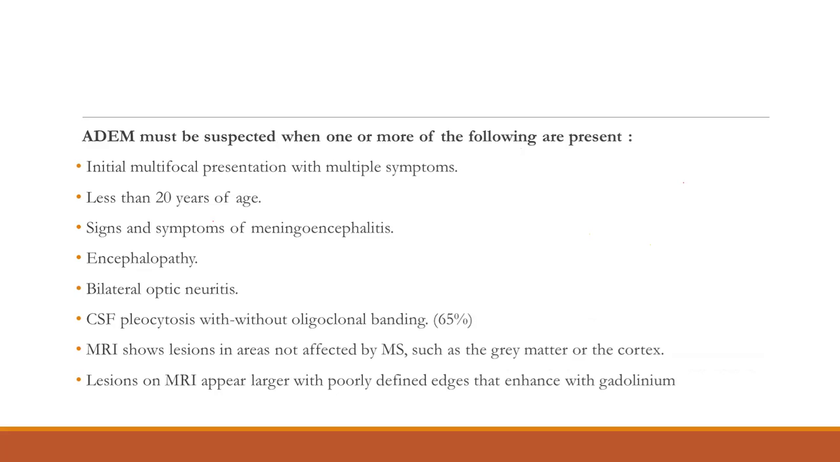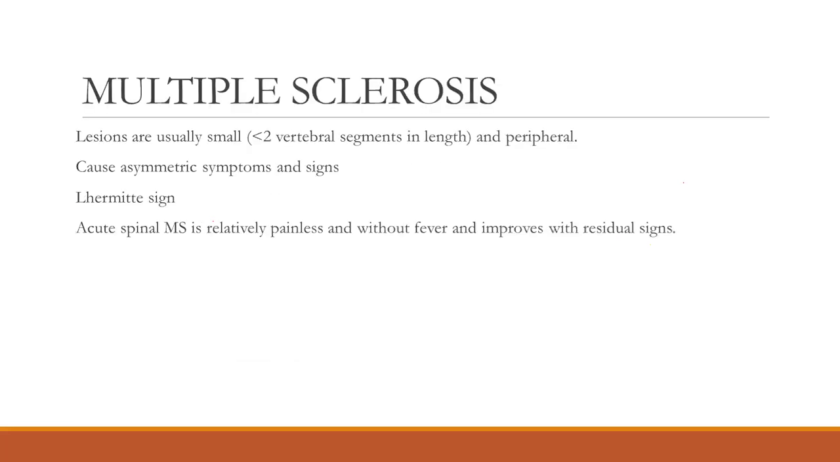Lesions on the MRI are larger and have poorly defined edges that enhance with gadolinium. Coming to multiple sclerosis, as I said, short segment areas, multifocal and multiphasic, like dissemination in space and time, are present. Presence of Lhermitte symptom is sometimes seen in MS.